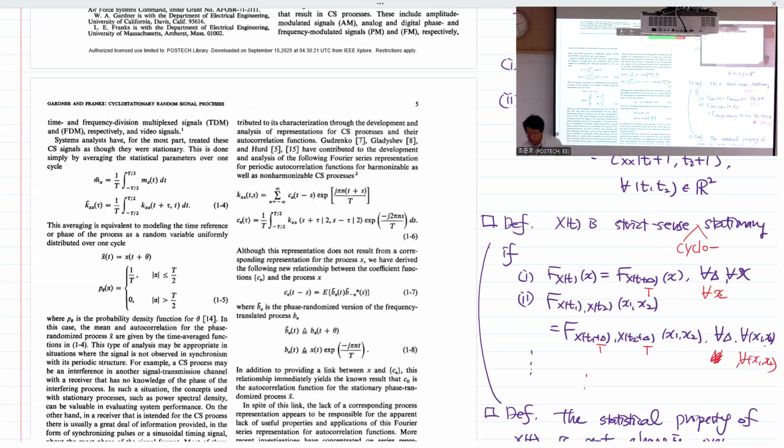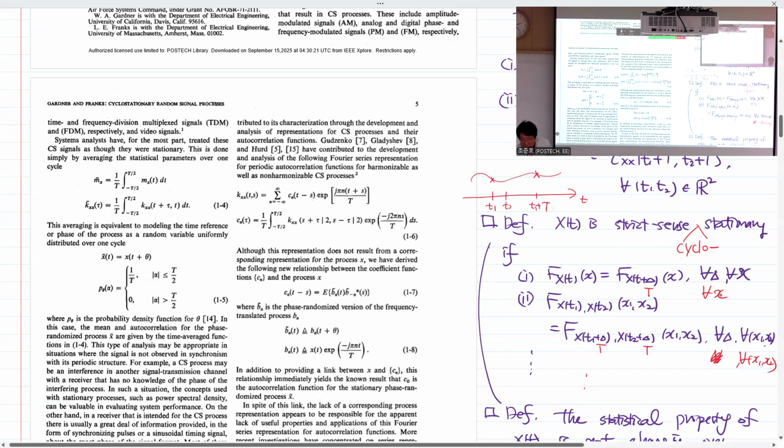So what does that mean? If you draw a straight line, and if this is T1 and this is T1 plus capital T, you have the same first order CDF. Got it? And that first order CDF may be different from the CDF for T2 and T2 plus T, because it's no longer stationary for all T, for all delta. It's for integer multiples of T.